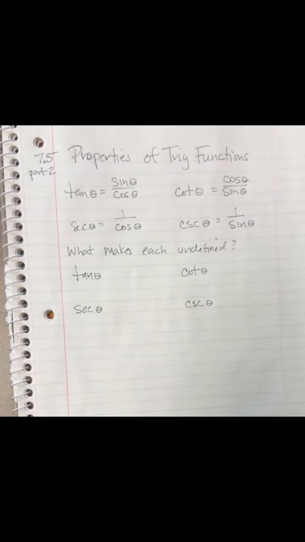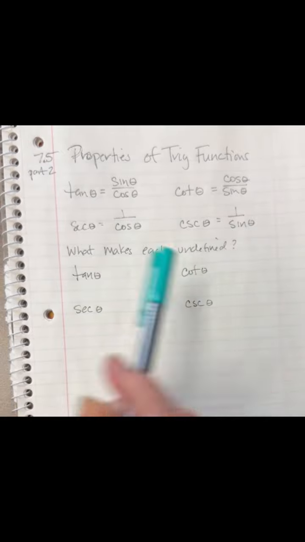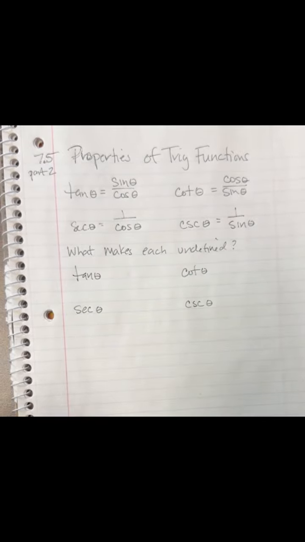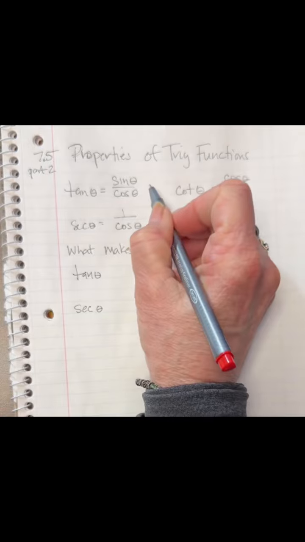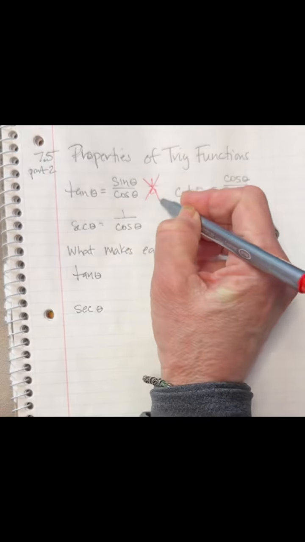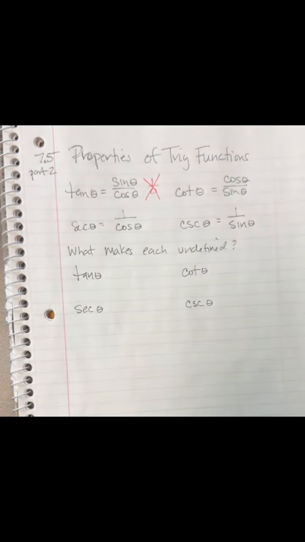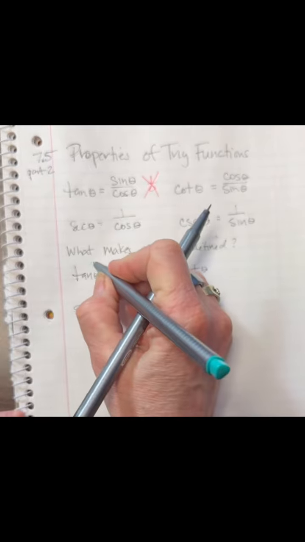Now, we already know that the tangent equals sine over cosine, and the cotangent equals cosine over sine. We also know that secant equals 1 over cosine and cosecant equals 1 over sine. What makes each undefined? What makes a fraction undefined? You cannot have a 0 in the denominator. So we need to find when the cosine is 0.